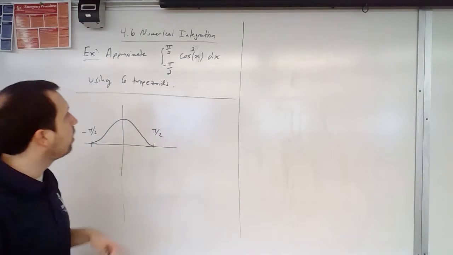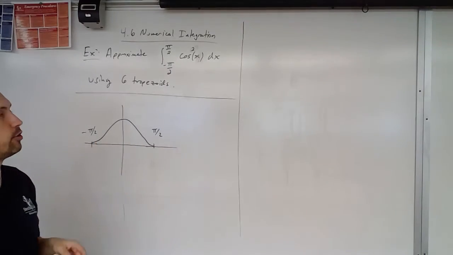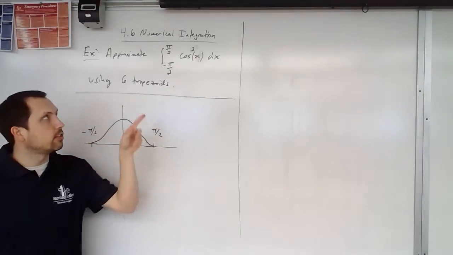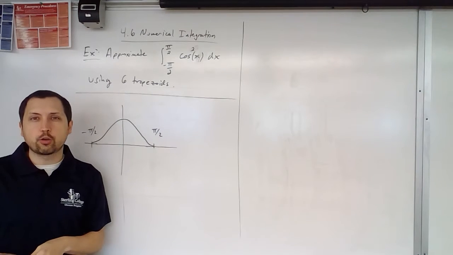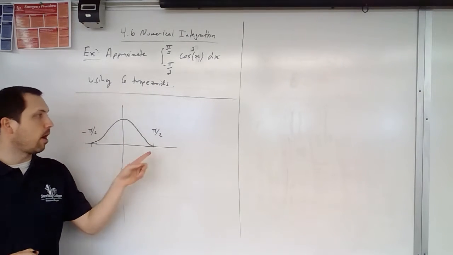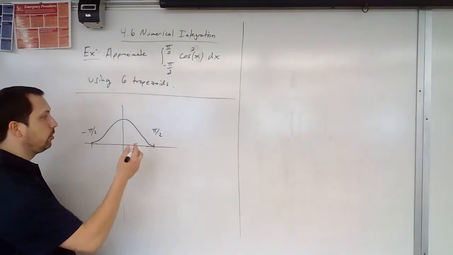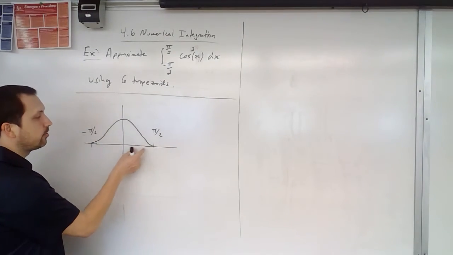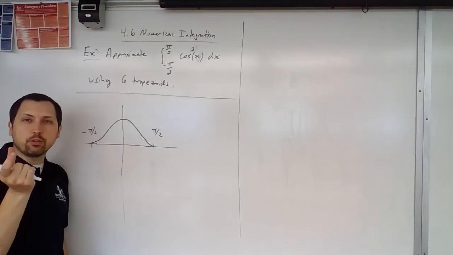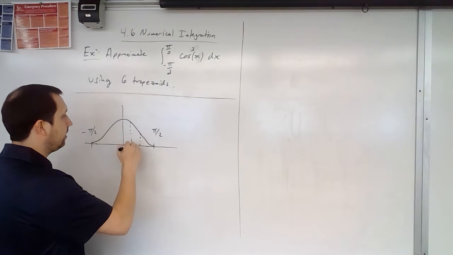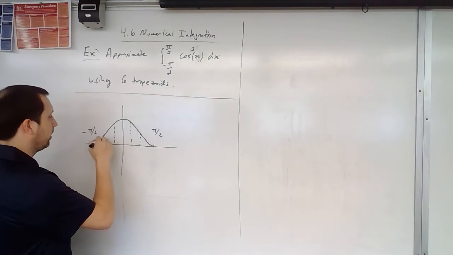Okay, so what does this look like then if we want to use 6 trapezoids in the trapezoid method? This is what the curve looks like of cosine of x quantity squared on the interval negative pi over 2 to pi over 2. So we'd like to make 6 trapezoids. Basically what we're doing is we're trying to divide this whole region into 6 equal spaces. So we have these heights, we could say.